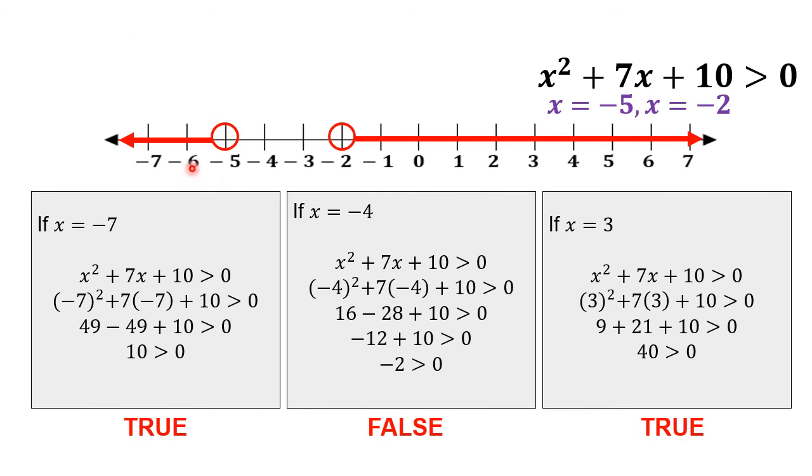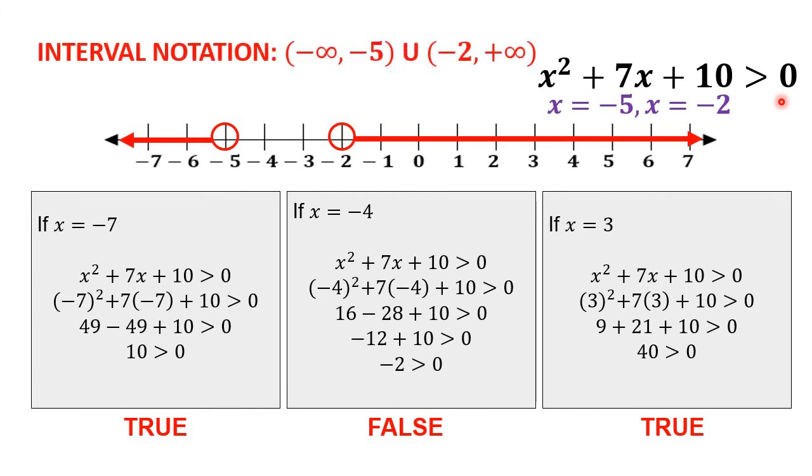Okay? Lahat ng nasa kaliwa ng negative 5 at lahat ng nasa kanan ni negative 2 ang solution set ng x squared plus 7x plus 10 is greater than 0. So, pag sinulat natin siya into interval notation, we have here the open parenthesis, negative infinity. Infinity means endless, okay? To negative 5, close parenthesis. Bakit siya close parenthesis? Okay?